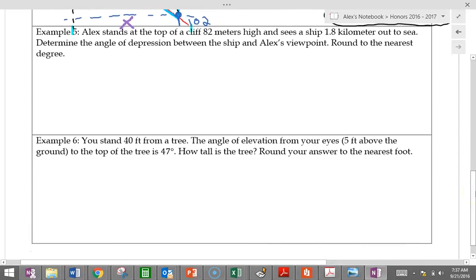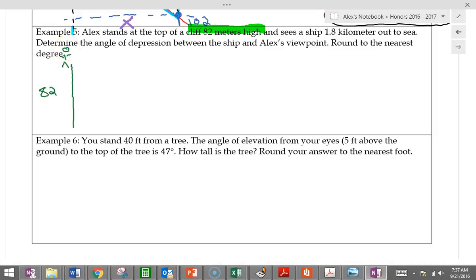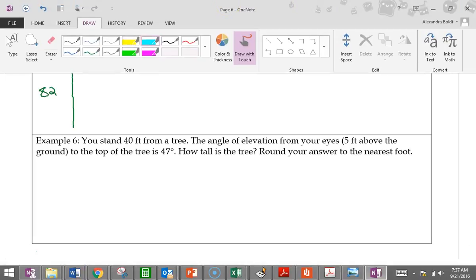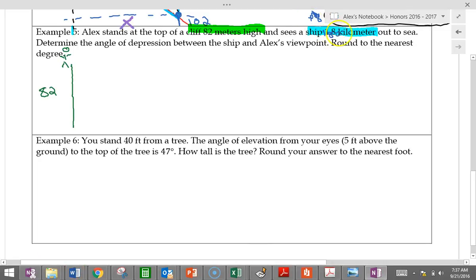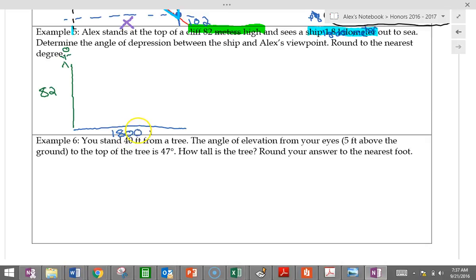Alex stands at the top of a cliff 82 meters high and sees a ship 1.8 kilometers out. My cliff is 82 meters high. Here's my cliff. So my ship is 1.8 kilometers, which is 1,800 meters. I'm going to ignore the kilometers and put it in meters because the height is in meters. So my ship is 1,800 meters away.